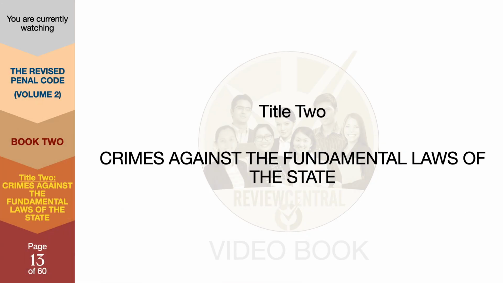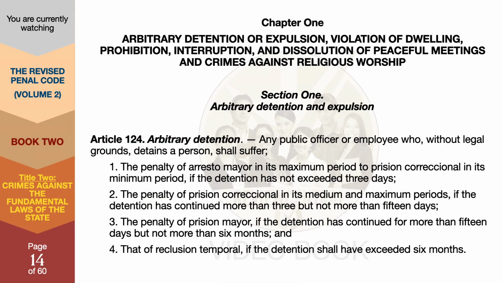Title II. Crimes against the fundamental laws of the state. Chapter 1. Arbitrary detention or expulsion, violation of dwelling, prohibition, interruption, and dissolution of peaceful meetings and crimes against religious worship. Section 1. Arbitrary detention and expulsion.